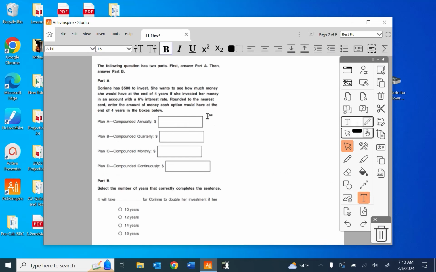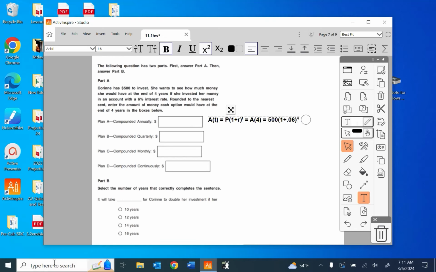Plan A is compounded annually. You get to use the nice formula A sub t equals P times (1 plus r) to the t, and you just plug your stuff in. What is it, 4 years? So A sub 4 is going to be 500 times (1 plus 0.06) raised to the 4th power.